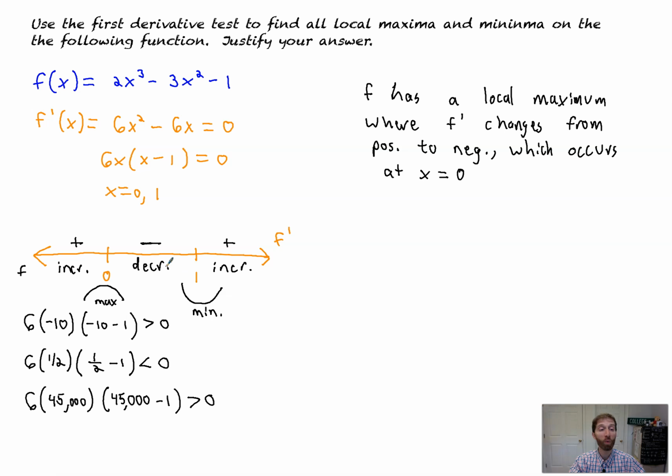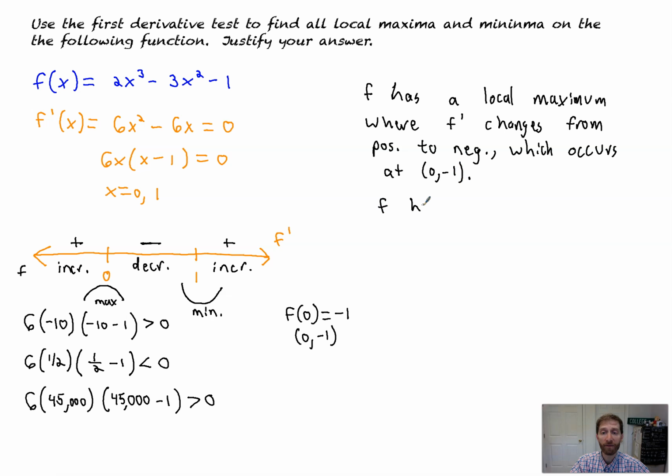Now, we were asked for the local maximum, right? So that means that we actually need the y value. So what I'm going to have to do is I'll find f of 0. And f of 0, when I plug it in, that's going to be negative 1. That gives me the point 0, negative 1. So I should erase this and say that occurs at 0, negative 1. You're not asked for just the x value, you're asked for the maximum.